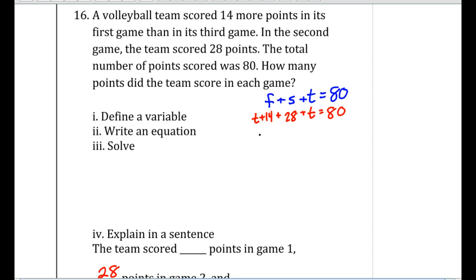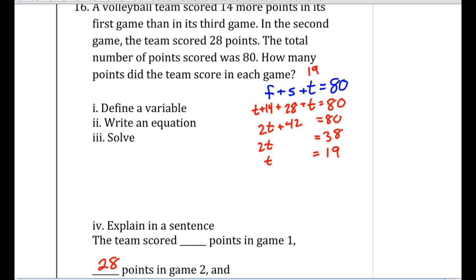T and T makes 2T. 14 and 28 makes 42. Okay, subtract 42 on both sides, we'll end up with 38. And divide both sides by 2, and T will equal 19. So remember, T is our third game. So now we know that the third game is 19.